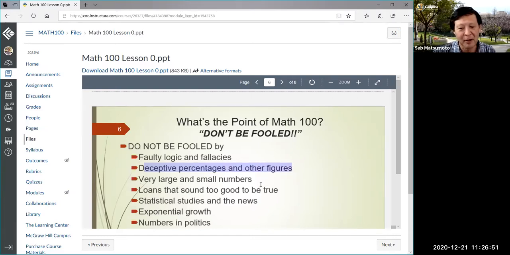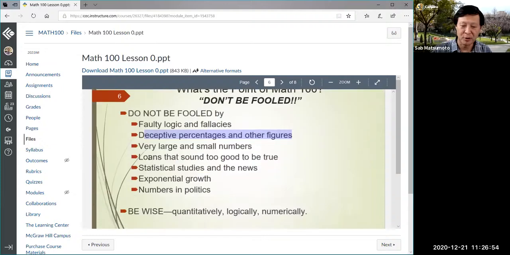Don't be fooled by very large and very small numbers. You should have a sense of how big or how small certain numbers are. Loans that sound too good to be true, or some statistical studies. This is really important, especially given all the things that we have recently had in the COVID-19 pandemic and so on. What is true? What is statistically significant? What is the data actually showing? That kind of thing. Exponential growth, which is also crucial and timely, and then numbers in politics.